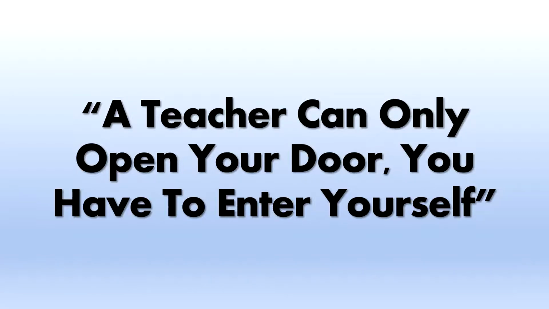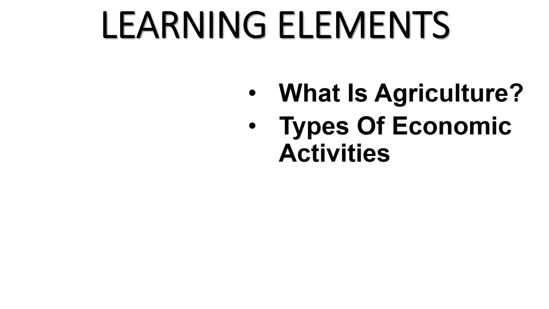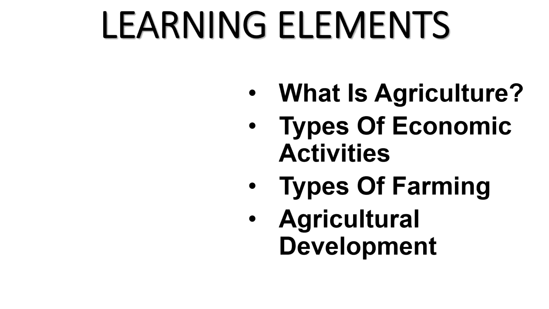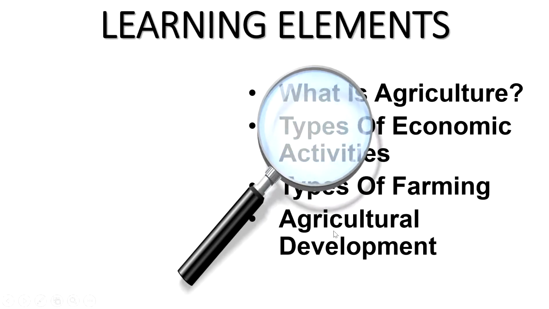Now let's move forward with our chapter. Before we start, we need to know what we are going to learn. First of all, what is agriculture? Then types of economic activities, types of farming, agricultural development. These are four main topics which we are going to learn. We are going to cover the first three topics in today's session and the last one in the next session. So zoom in.